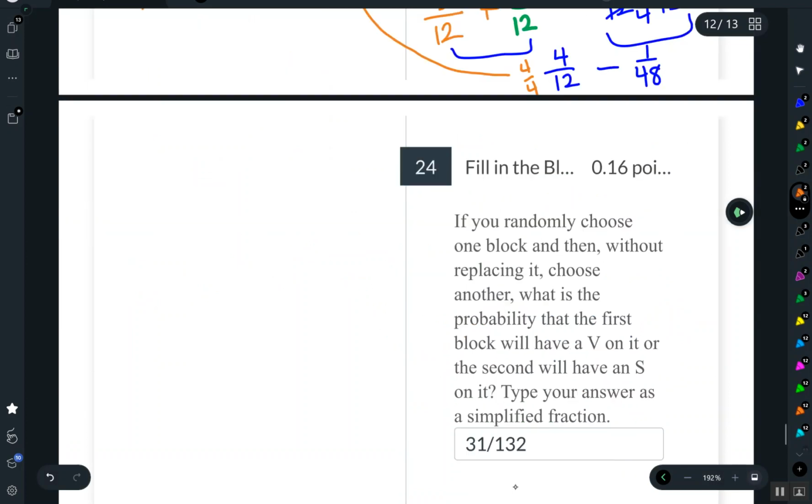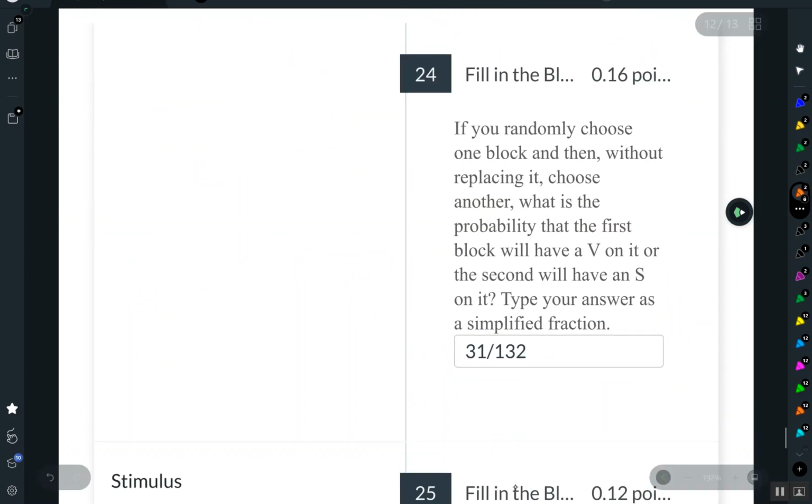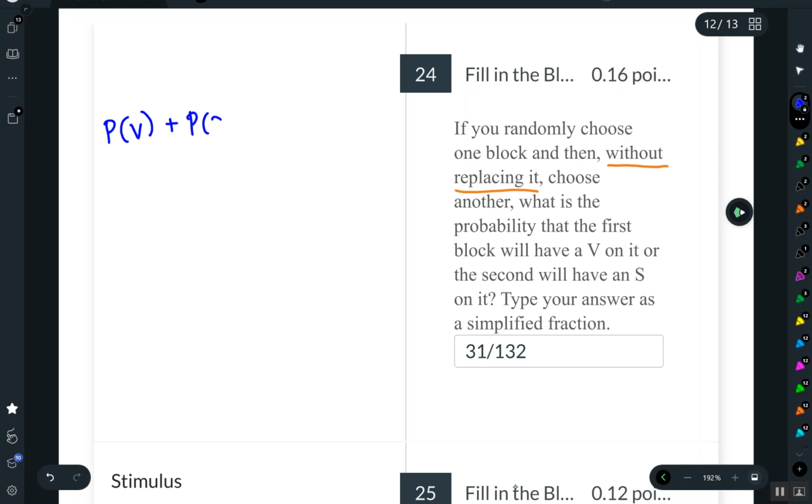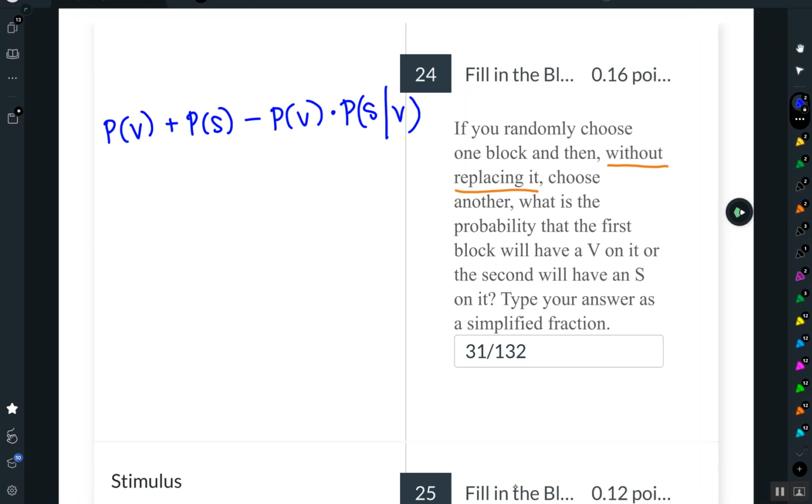Okay, number 24, same setup. If you choose a block at random, and this time without replacing it, choose another, what is the probability that the first block will have a V on it and the second block will have an S on it? So we're going to do the probability of V times the probability of S given that you already took a V out, which is going to change that one.